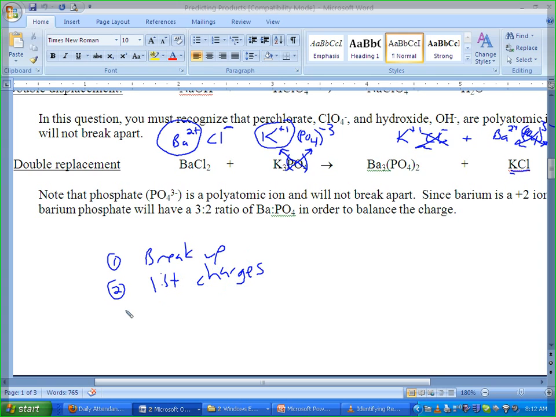All right. And the reason we're crisscrossing is so that we can balance the compound. Good?